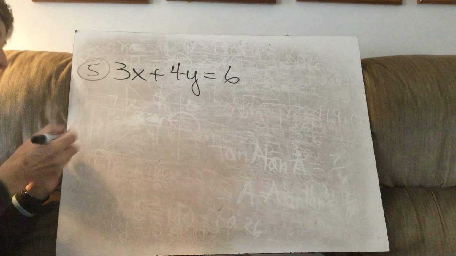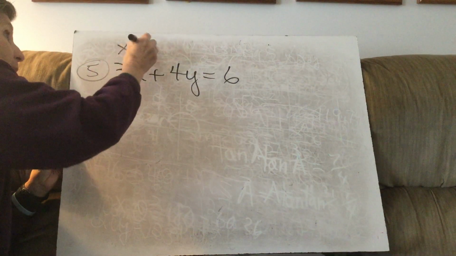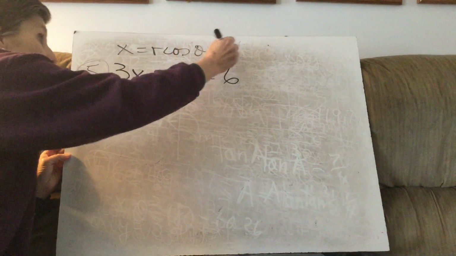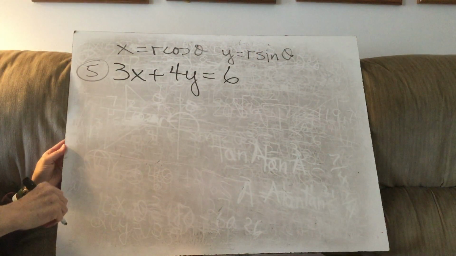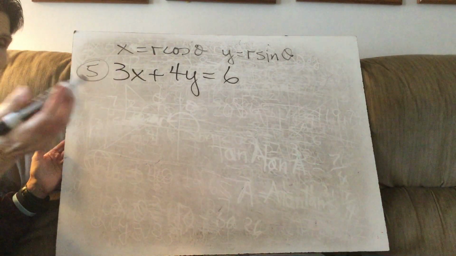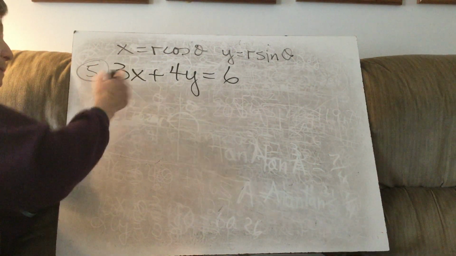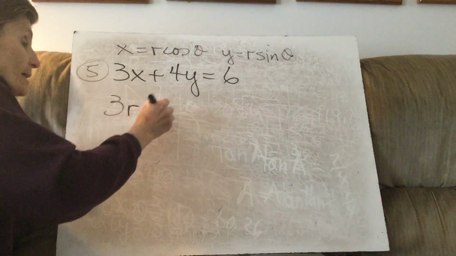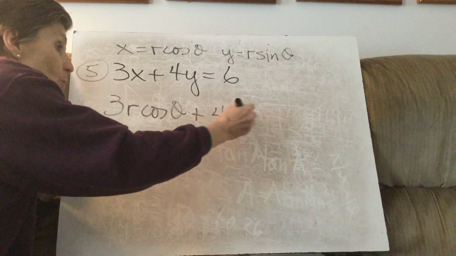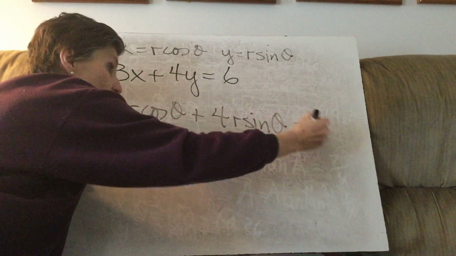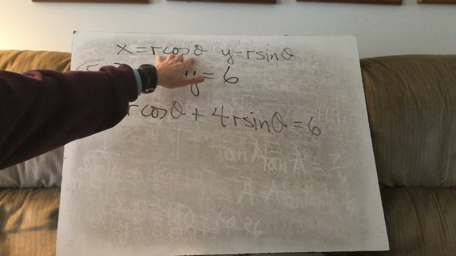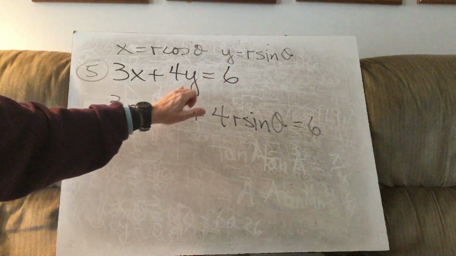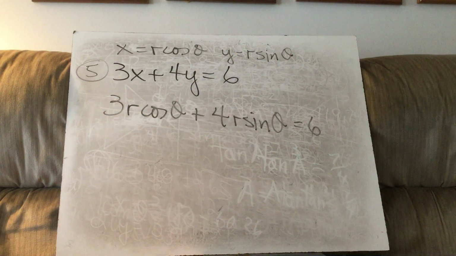Okay? That's easy. Remember what I had up here just a minute ago when I erased it? These all-important conversion equations, you got to have those written down somewhere. Ideally, you'll have them memorized. We use them so much. But 3r cosine theta plus 4r sine theta equals 6. Kids, all I'm doing is substituting. I'm substituting this in for x and that in for y. And that's the answer to the question. Done. That's it.